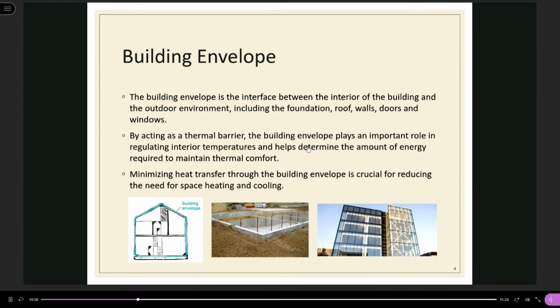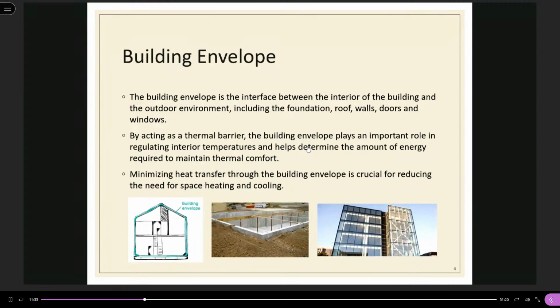By acting as a thermal barrier, the building envelope plays an important role in regulating interior temperatures and helps determine the amount of energy required to maintain thermal comfort. So the building envelope is very important, because you can imagine if you have a box of ice and you don't want the ice to melt inside the box, then you will use a thicker box and insulate the box, right? So the building is the same.